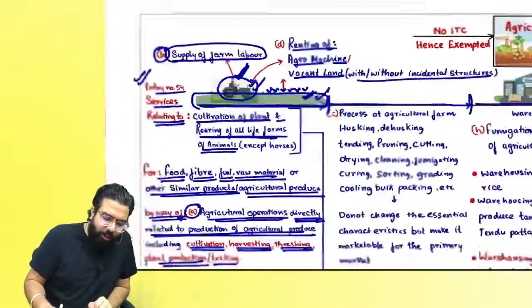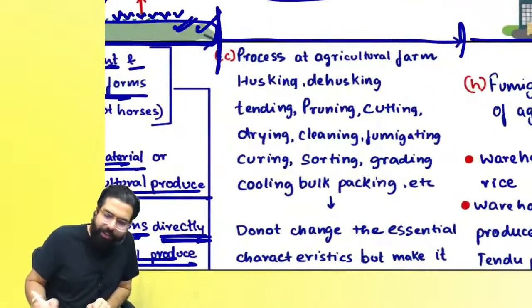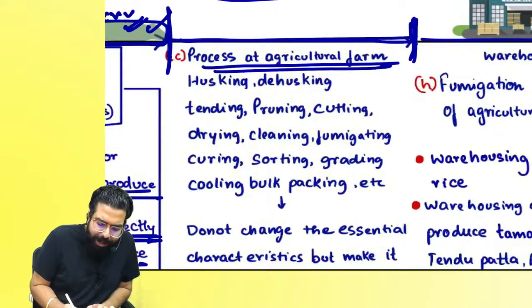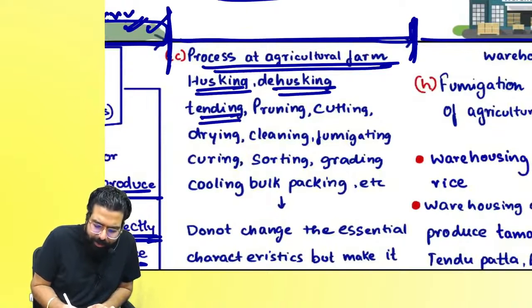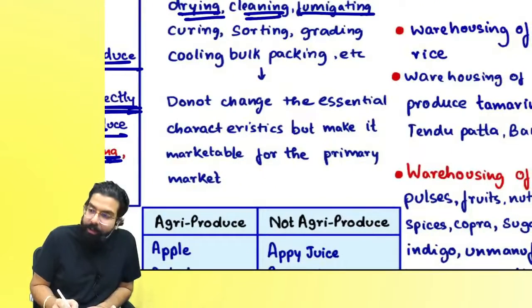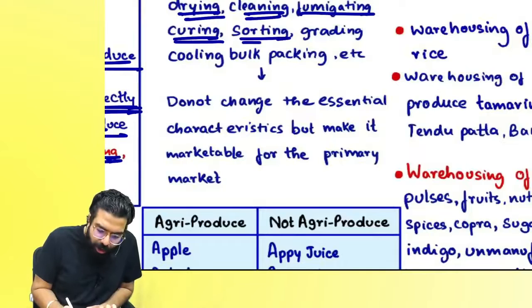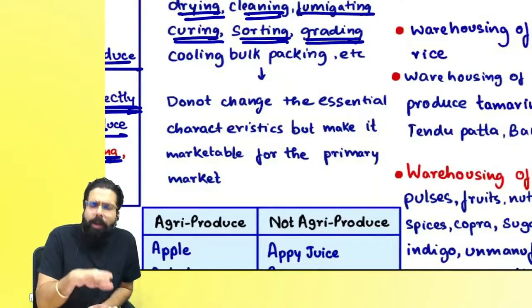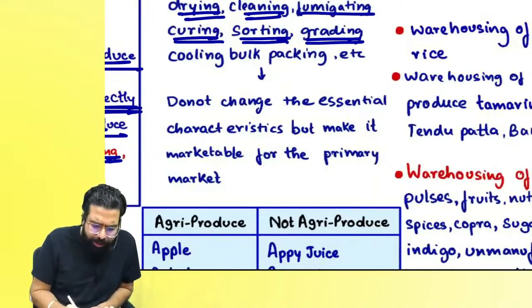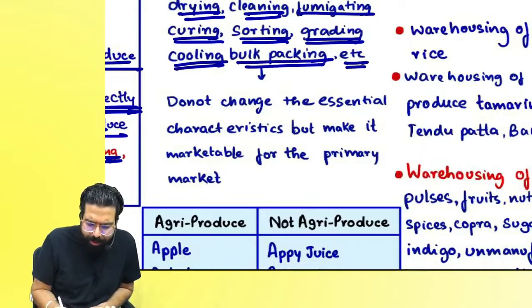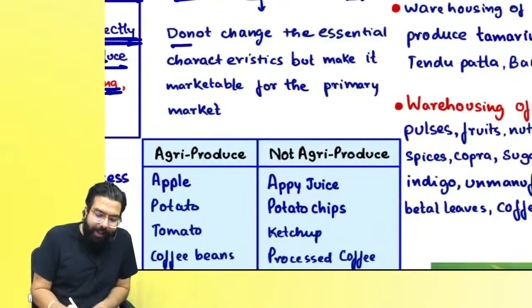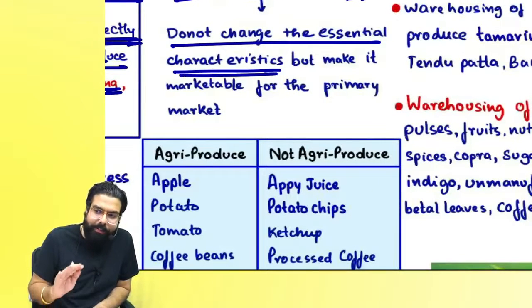Now everyone listen to me very carefully. Once the agriculture is done, there will be processes done at the agricultural farm like husking, dehusking, threshing, pruning, cutting, drying, cleaning, fumigating, curing, sorting, grading, A graded item, B graded item, C graded item, and all these services which you take, cooling, bulk packing, etc.